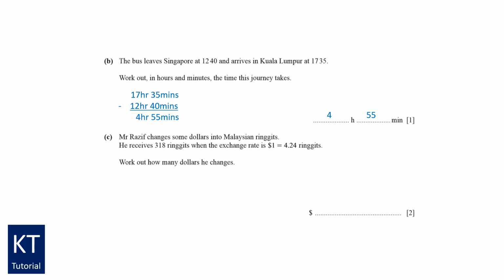Next, Mr. Razif changes some dollars into Malaysian ringgits. He receives 318 ringgit when the exchange rate is 1 to 4.24 ringgit. Work out how many dollars he changes. By dividing 318 by 4.24, we should know that the number of dollars changed is 75.